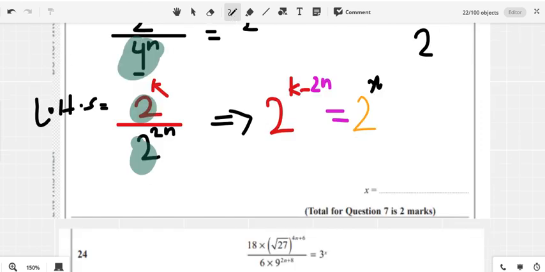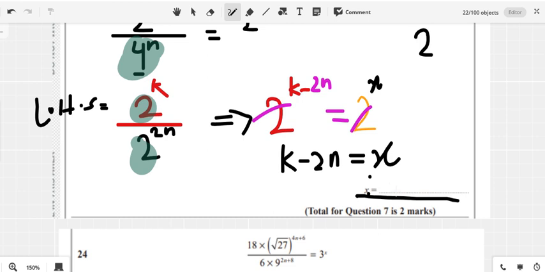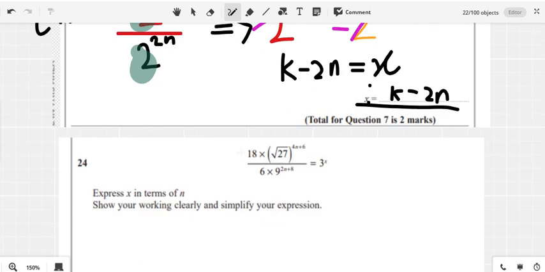Now 2 and 2 on both sides, so that cancels out according to the rule. Cancel them, cancel them. So we are having now k minus 2n equals to x. And we have to find out x equals to. So x equals to k minus 2n. That's the answer.